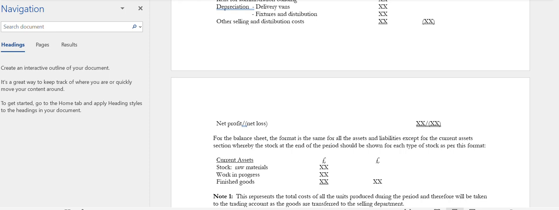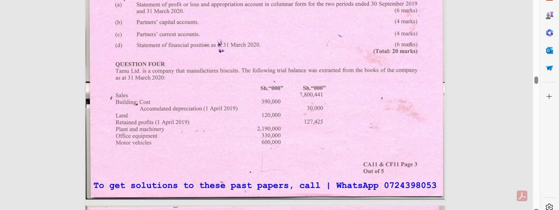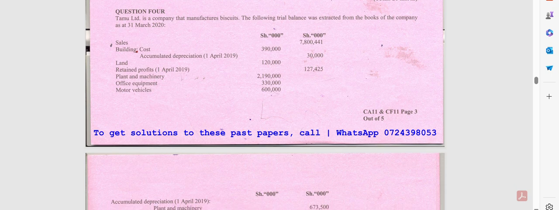I want us to go to the past paper, the November sitting 2020, question 4. So I'm going to read the question. It says Term Limited is a company that manufactures biscuits. The following trial balance was extracted from the books of the company as at 31st March 2020. So we have there our trial balance.